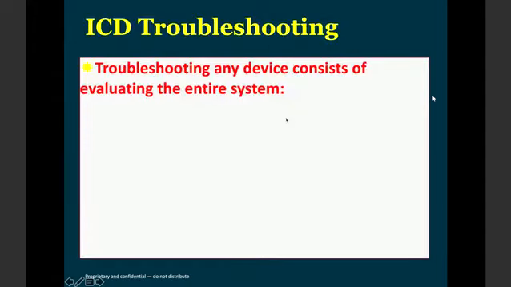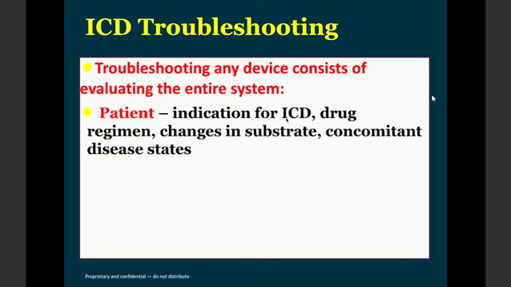So in terms of ICD troubleshooting, any device, whether it's a pacemaker or an ICD, consists of evaluating the entire system. There are 3 components to the system here. One is the patient himself or herself. We should have an idea about the indication for the ICD, the drug treatment the patient is on, changes in the substrate of the patient, whether there is worsening of LV dysfunction, newer myocardial infarction with added scar substrates, concomitant disease states.